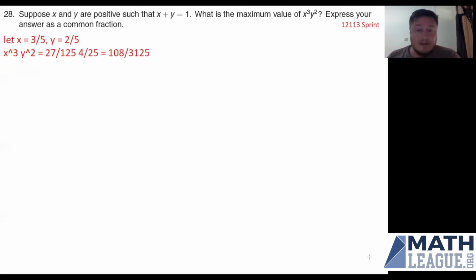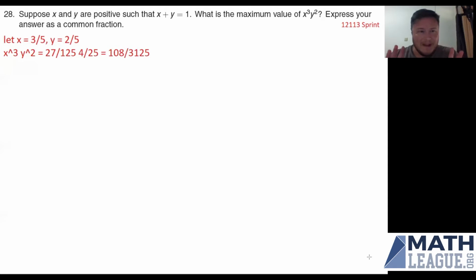Now, this is bigger than 1/32, right? 1/32 is the same thing as 100/3200, but since this numerator is larger than 100 and the denominator is less than 3200, this number is definitely bigger than 1/32. So we have a better answer at that point.